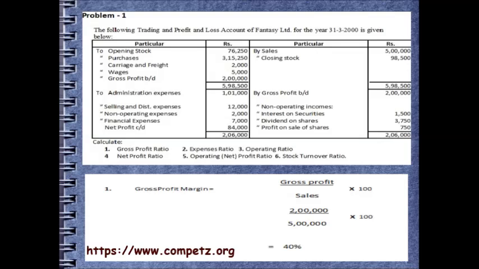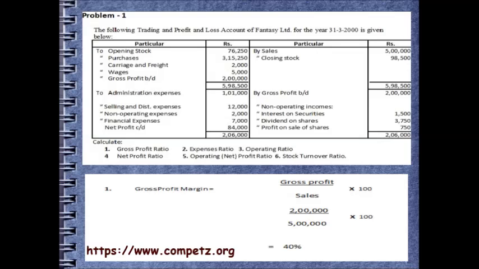So friends, for the solution, we will start with the first ratio to calculate, gross profit margin or gross profit ratio. Remember, where profit is there, naturally in the formula sales would be there. So how are we getting the profit? By selling a product or by selling anything, we are getting a profit. First we will get the break even, then we will get the profit. So for gross profit margin, the formula is gross profit divided by sales multiplied by 100.